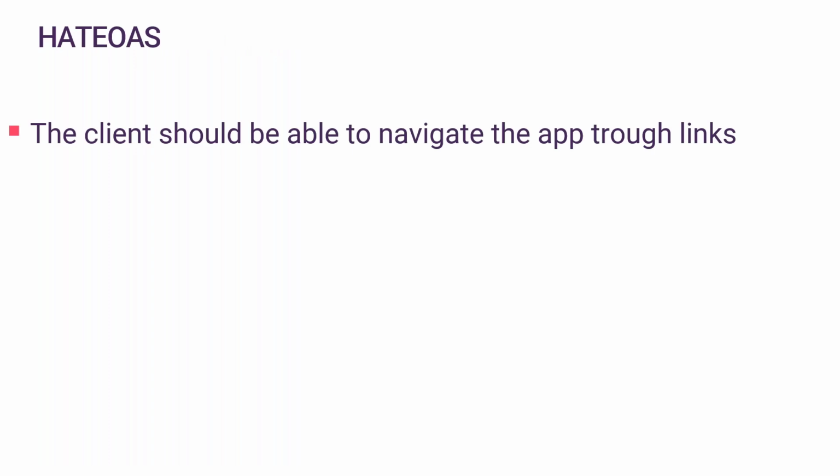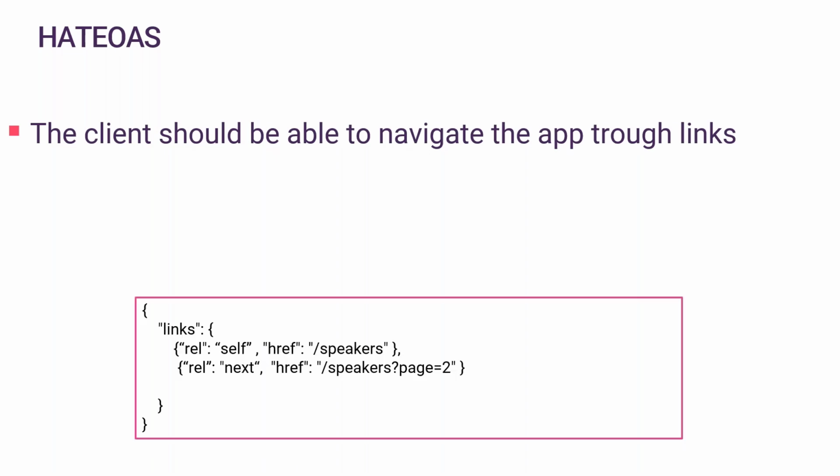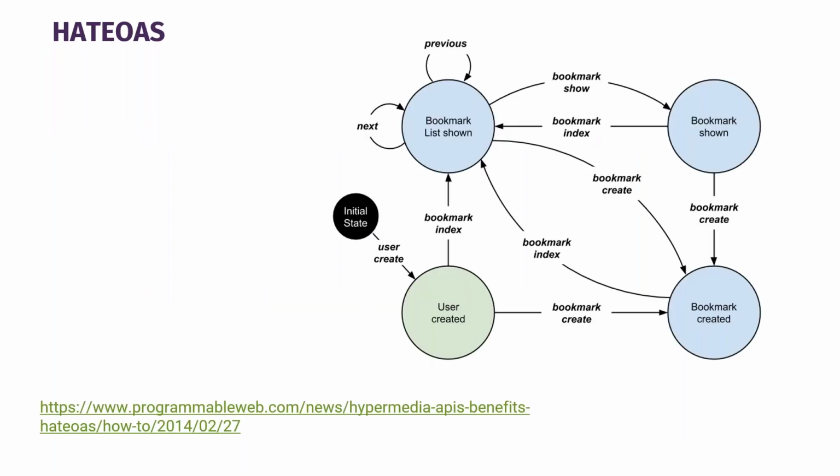Okay, so what is HATEOAS and why do we not use it? In theory, a client should be able to navigate the app through links. With each response, there should be a section called links that tells the client what the next steps are. It's the same as when we surf the internet and find links and click through them. Nobody tells us where to click. We just decide at the moment when we see the links, right? In the same manner, the client, the React or Angular application, should be able to navigate through links.